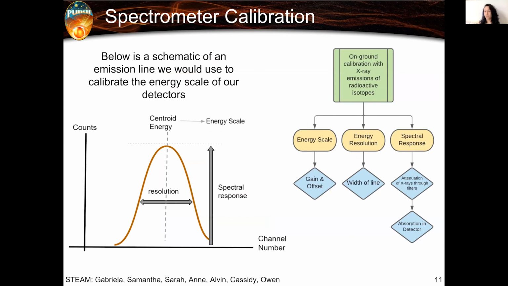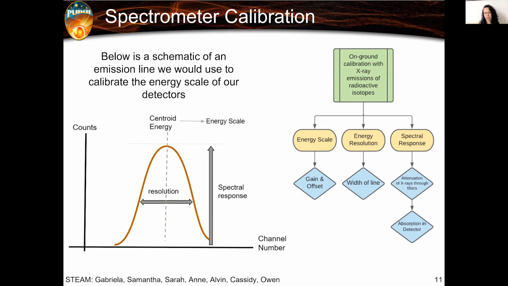So we will be doing on-ground pre-flight calibration of our spectrometers using radioactive isotopes to determine energy scale, energy resolution, and spectral response. With energy scale, we will be specifically looking at gain and offset values, and spectral response tells us about the attenuation of X-rays through the filters that we will be using and their absorption in the detector. So the diagram on the bottom left illustrates each of these things.